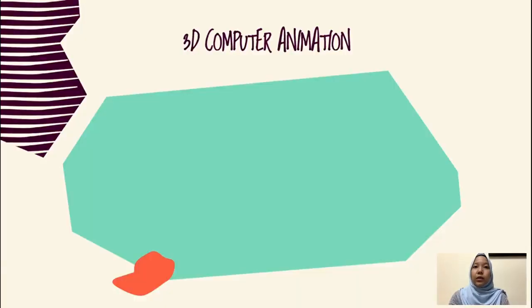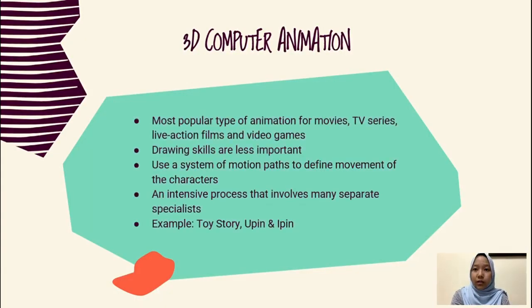Nowadays, 3D computer animation is the most popular type of animation for movies, TV series, as well as live action films and video games where the digital characters are created. Just like I mentioned before, in the past, drawing skills are very important, but with computer animation, drawing skills are less needed. Animators create the digital characters in a 3D program, which allows the characters to move with spatial controls that are connected to each part of the body, such as hands, elbows, and legs. A system of motion paths is used to define the movement of the characters.